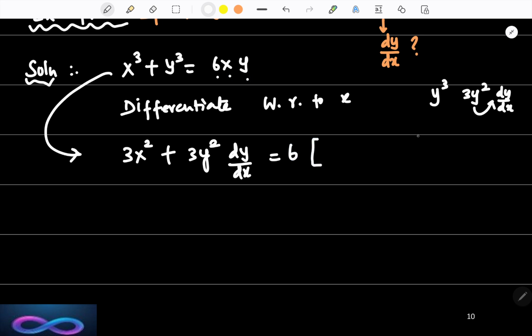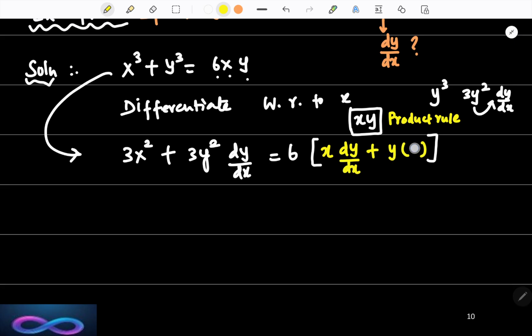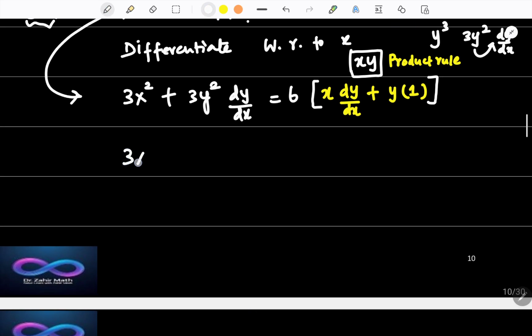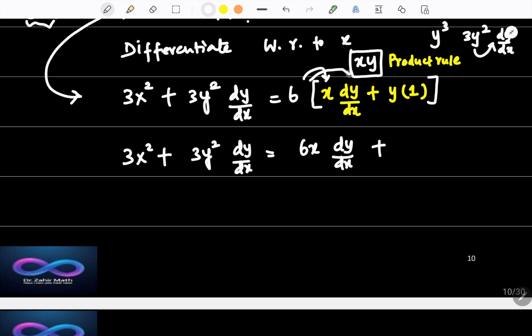6 is a constant, okay. And xy is there. Keep in mind, you're going to use the product rule. What is the product rule? Keep x, derivative of y is dy by dx. Keep y, derivative of x is 1. Clear everybody? So this equals 3x square plus 3y square dy by dx is equal to, just multiply this, 6x dy by dx plus again 6 multiplied by this term, it will be 6y.